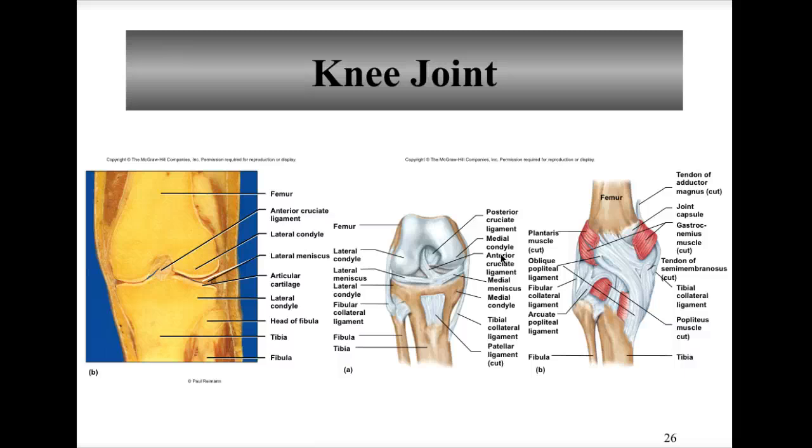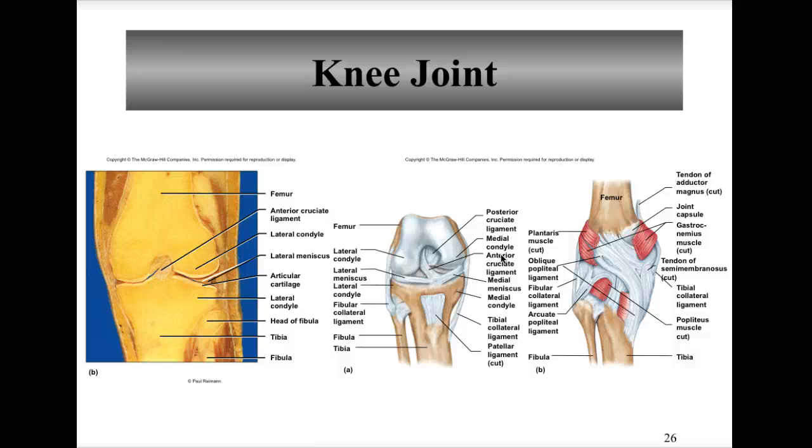So let's look at, once again, those extracapsular ligaments. The MCL, the medial collateral ligament, is also known as the tibial collateral ligament. And then you have the LCL, which stands for lateral collateral ligament, which is also known as the fibular collateral ligament. In addition to those two, the MCL and the LCL, you have the patellar ligament outside the joint capsule.